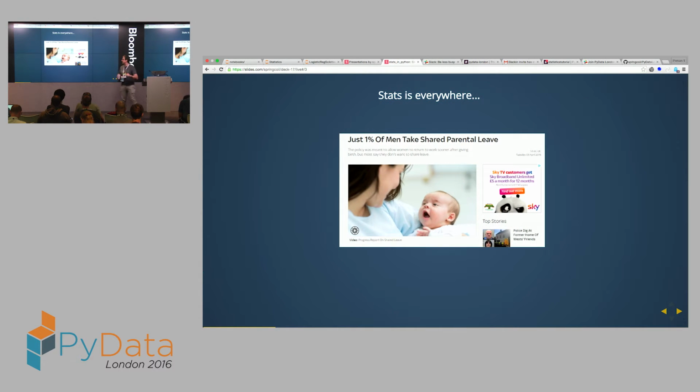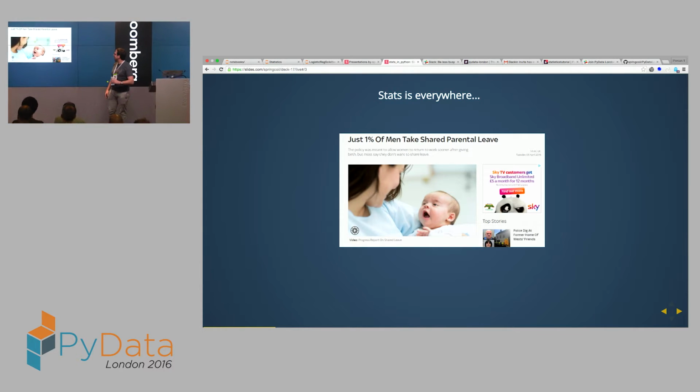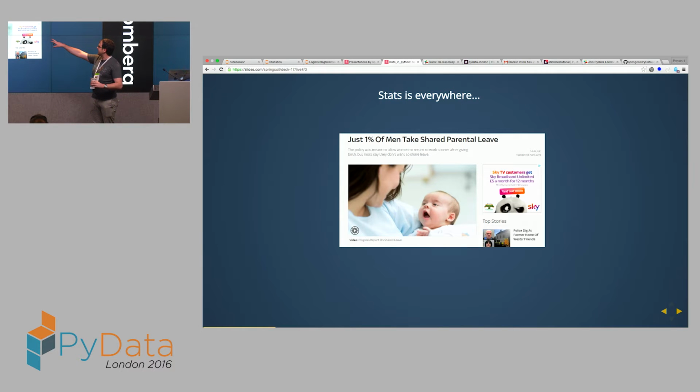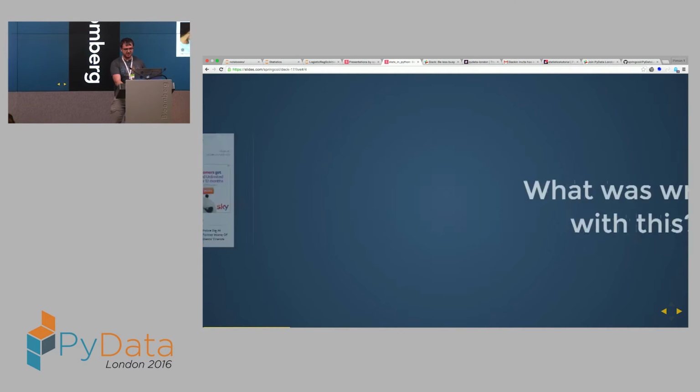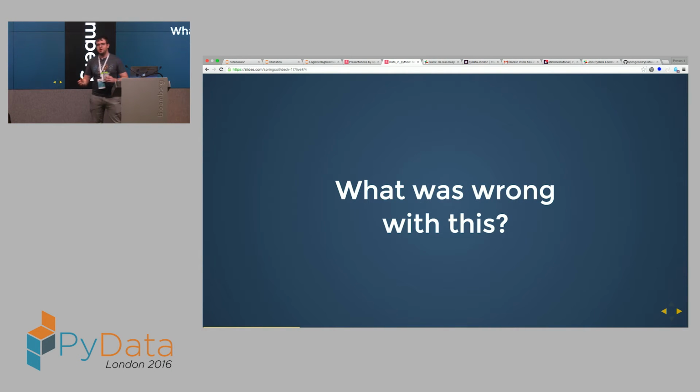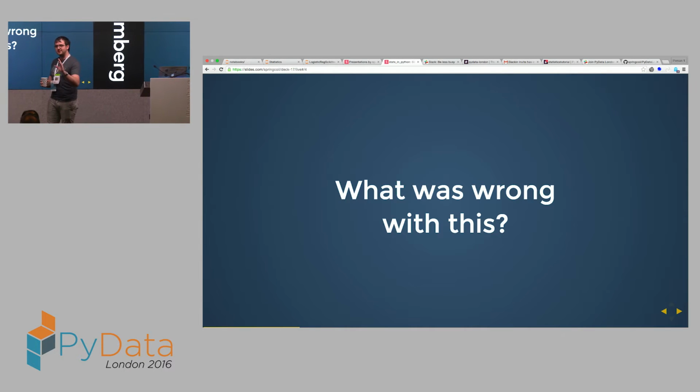Right, so statistics is everywhere. I was at a television event a few weeks ago, and this survey came up. It was, of course, in numerous media outlets. It says just 1% of men take shared parental leave. Listening to Radio 4, I came across the question of what's wrong with this. Now, can anybody in the audience guess what was wrong with the survey?